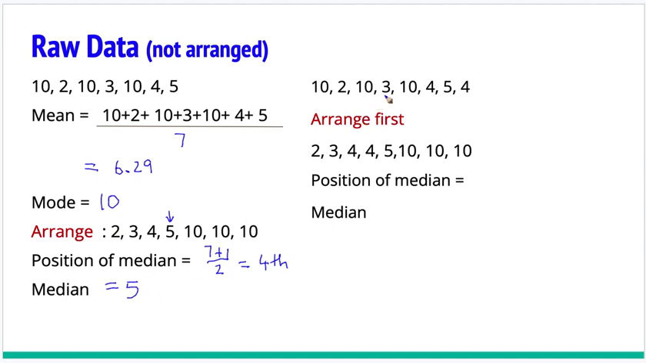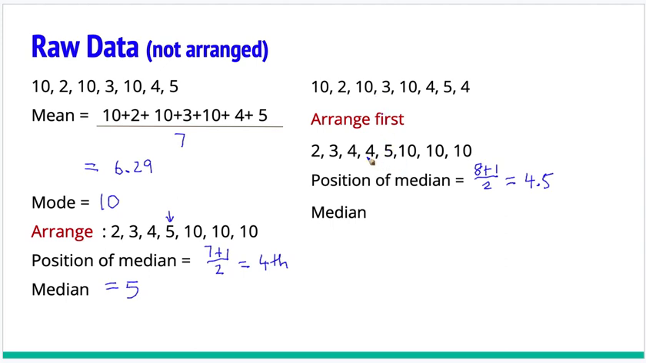Now suppose we add in one more number. Now it becomes 8 numbers. So first thing, we arrange it, but the position of the median is now 8 plus 1 divided by 2. 9 divided by 2 is 4.5. Now what it means is that the position of the median is between the 4th and the 5th number.